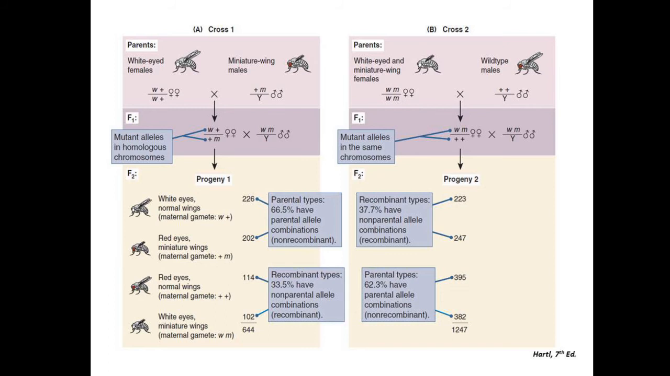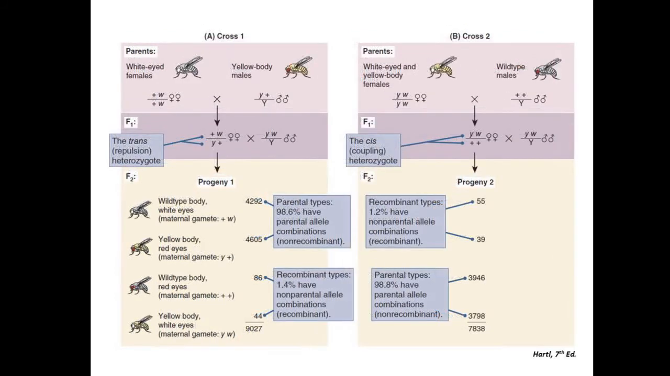So in these two examples, there are four categories. Two categories are the same as the parent and two categories are different, because recombination is happening between two non-sister chromatids. Go to the next example. Again, there are examples that you can read.